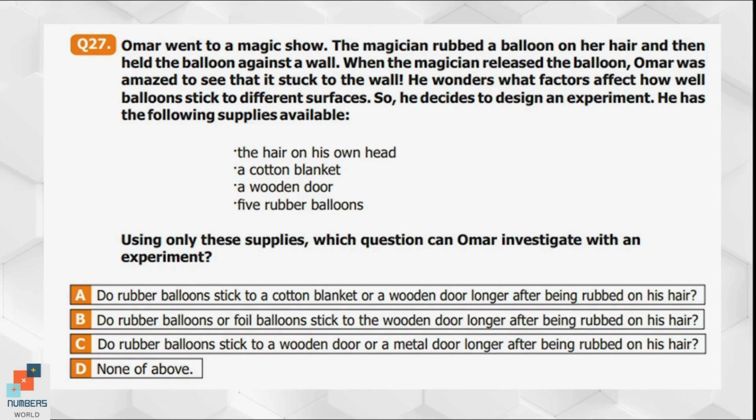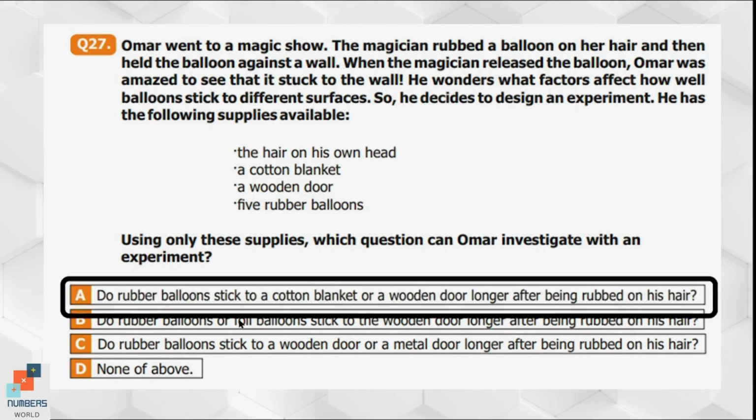Option A. Do rubber balloons stick to a cotton blanket or a wooden door longer after being rubbed on his head? So option A can be our possible answer. Option B, do rubber balloons or foil balloons stick to the wooden door longer after being rubbed on his hair? So here there is no foil, so option B is not correct. Option C, do rubber balloons stick to a wooden door or a metal door longer after being rubbed on his hair? So there is no metal door in the list of variables, so option C is also not correct, and D is none of above. So here the only correct option is option A.